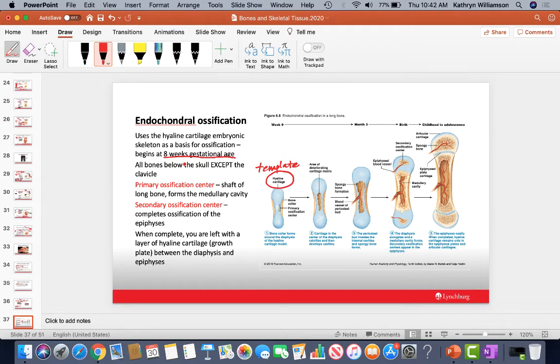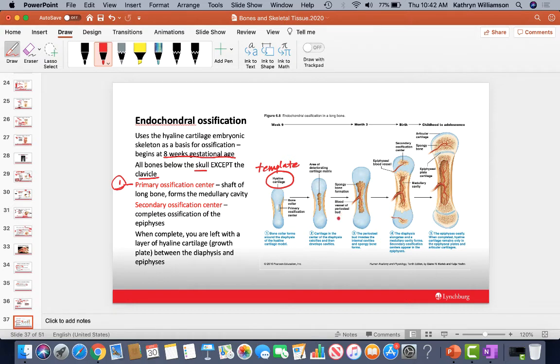And this happens with all bones in the body below the skull except the clavicles, and we'll talk about those in just a minute. So skull and clavicles are kind of our outliers here, and also mandibles. But what we have is two ossification centers. The first one is going to be a primary ossification center.